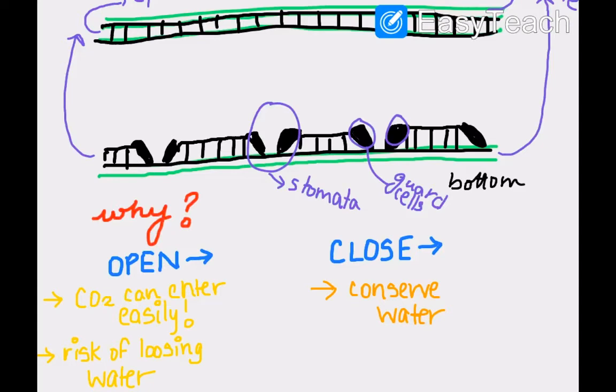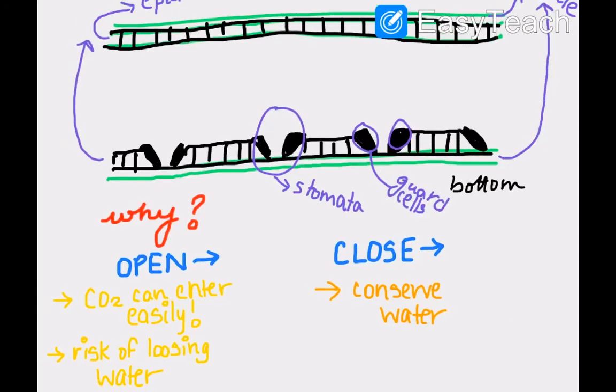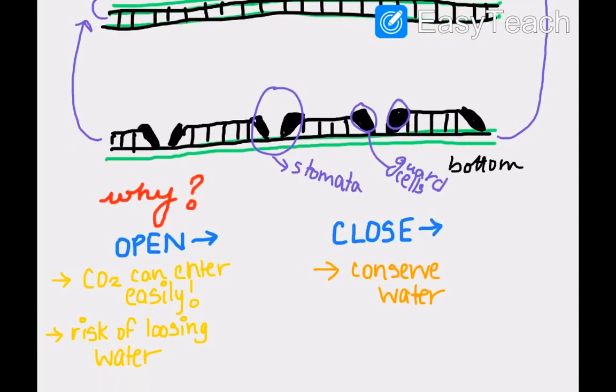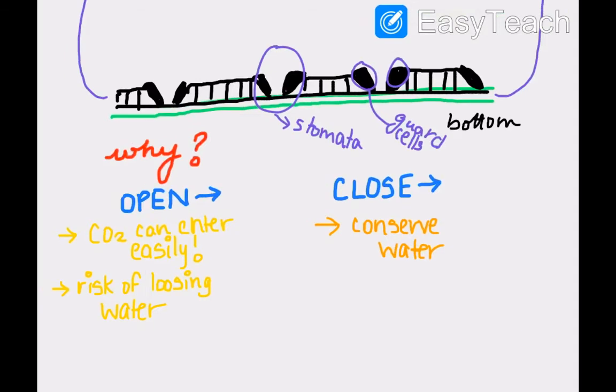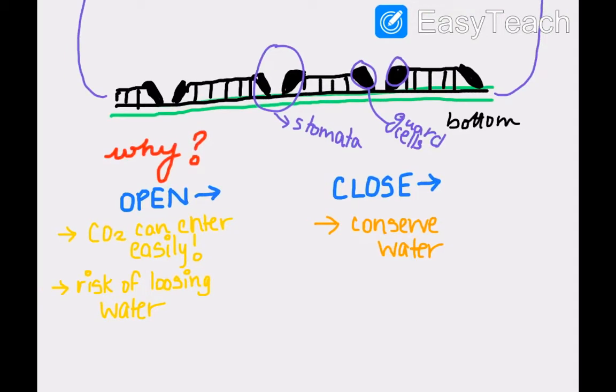Another thing about the opening and closing of the stomata is that the stomata usually is opened during the day or when there's lots of sunlight. And that makes sense because sunlight is a huge part of photosynthesis as well. So when there's lots of sunlight and photosynthesis can happen, the stomata allow for lots of carbon dioxide to go in as well.